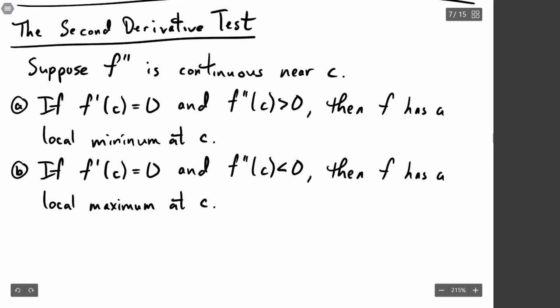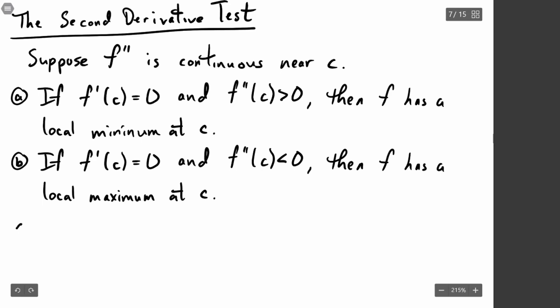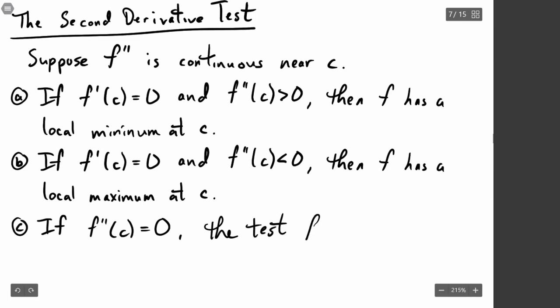The book leaves it here. I want to add one more part to this. If f double prime of c equals 0, the test fails. Okay. Why does it fail? Well, it's because we could actually have either situation or neither.